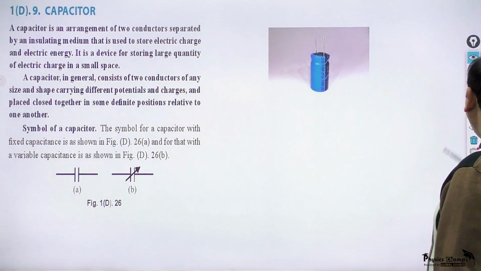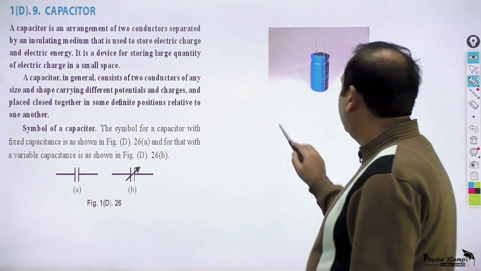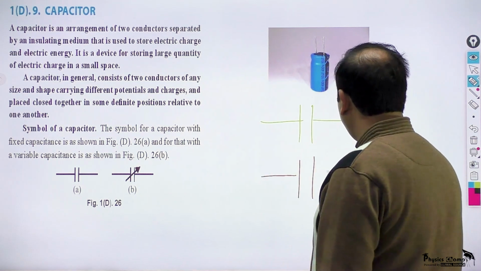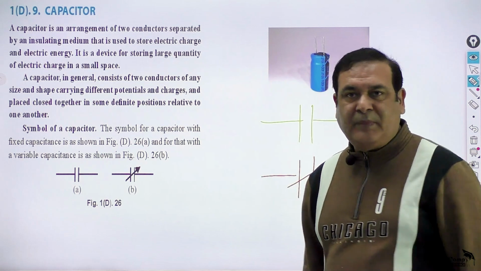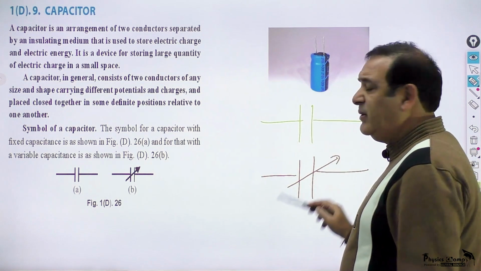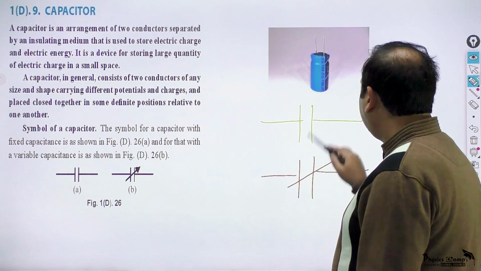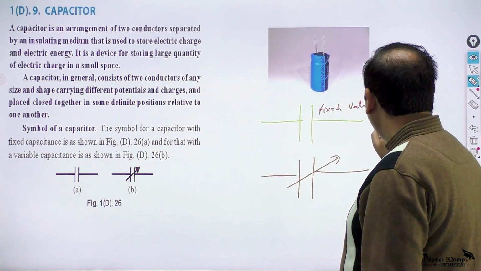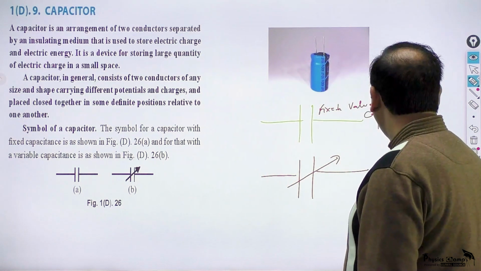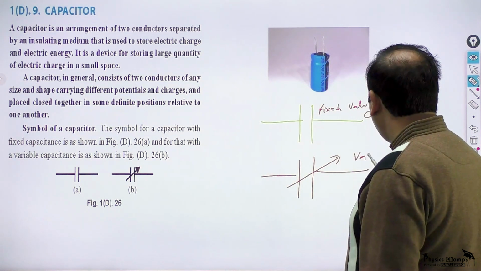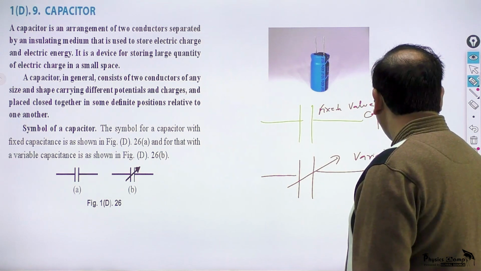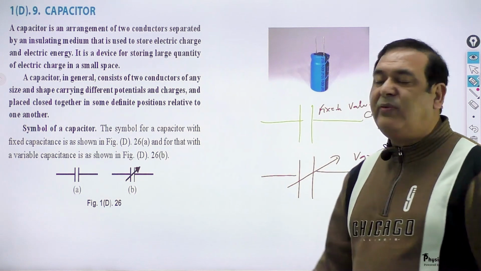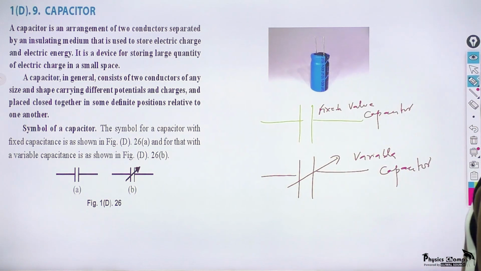And then when we are representing capacitors, we can represent capacitors like this or like this. There is a difference between them. This is the symbol of capacitor in your circuits. This is a fixed capacitance, a fixed value capacitor, and this is a variable capacitor. So, this is a capacitor whose value can be changed. This is a capacitor whose value is fixed. So, they are the symbol of capacitors.